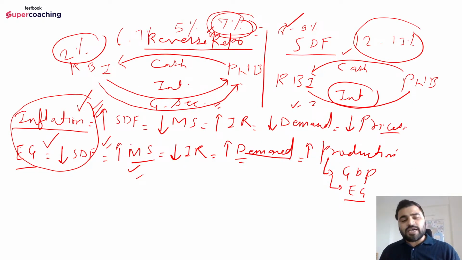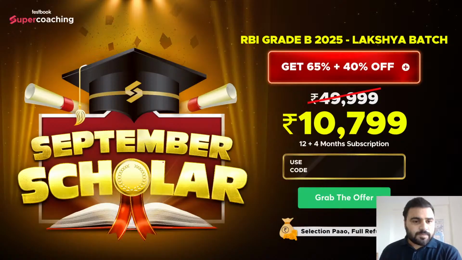Ultimately, whatever steps RBI is taking, you have to remember that RBI is taking them keeping in mind that they have to achieve two major objectives: maintaining price stability in the economy, as well as focusing on economic growth in the economy. These are the two objectives that RBI always has at the back of their mind, right? And friends, this is all with respect to today's session.